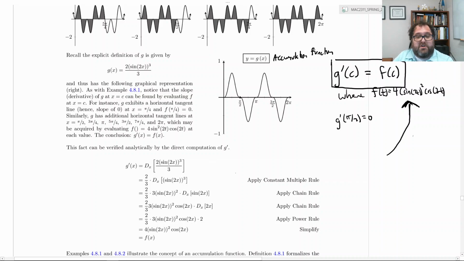Okay, if we apply the chain rule here, let's say outside function, inside function. The outside function is x cubed. The inside function is sine 2x. So we apply the chain rule, which says you differentiate x cubed, you get 3 times something squared. Then the chain rule says you evaluate at the inside function, you plug it in, and then you multiply by the derivative of the inside function.